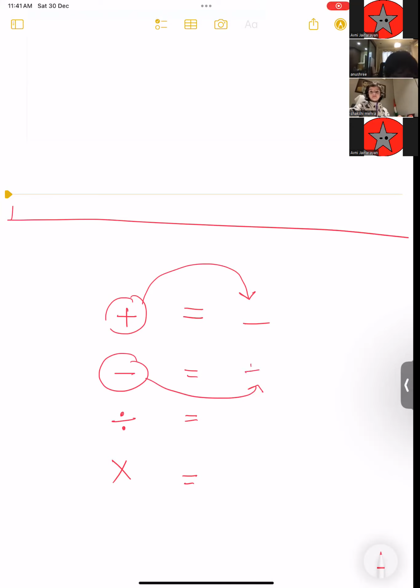Plus and minus, they are best of friends. Similarly, multiplication and division, they are best of friends. So division will become? Multiplication. And multiplication will become? Division. Everybody understood this?